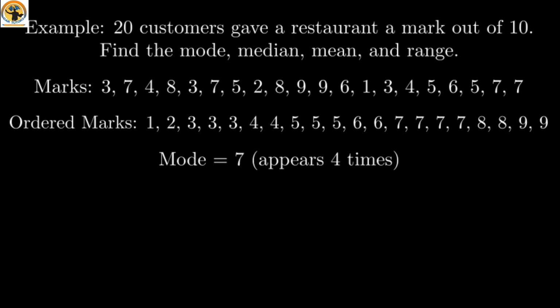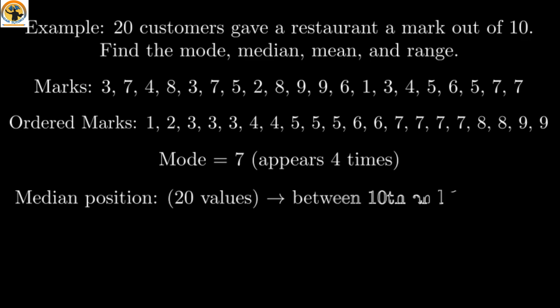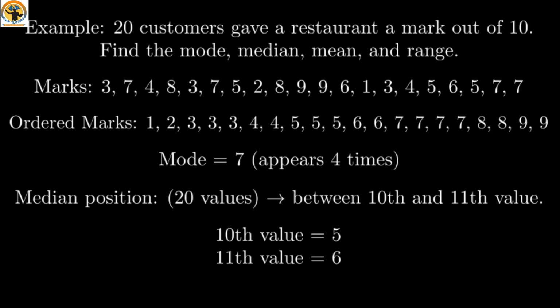Next, the median, which is the middle value. We have 20 values, which is an even number. This means there isn't one single middle number. Instead, we find the two middle numbers and calculate the value that's halfway between them. With 20 values, the middle is between the 10th and 11th positions. Let's find them in our list. The 10th value is 5, and the 11th value is 6.